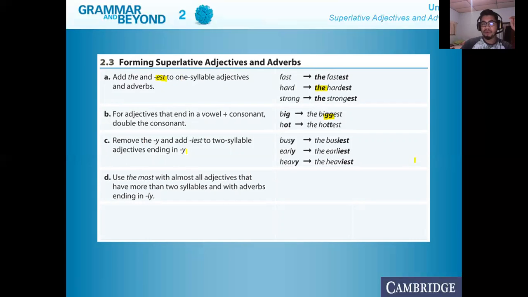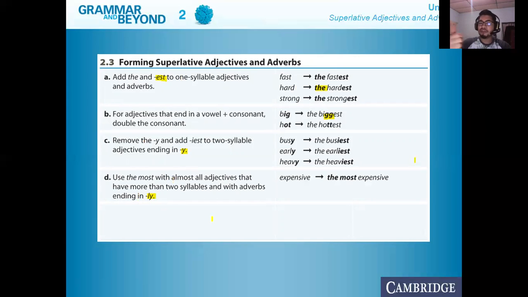When the adverb or the adjective ends just in y, normally you're going to change the y for iest. But there are some cases in which the adverb or the adjective ends in ly, but in this case, we're just going to add more and most. Well, most, since we're not talking about comparatives, but superlatives, you just add most. We're going to see the example.